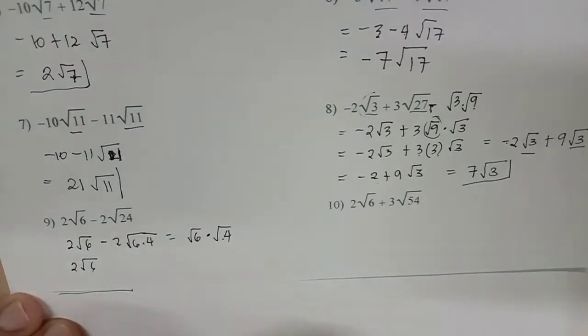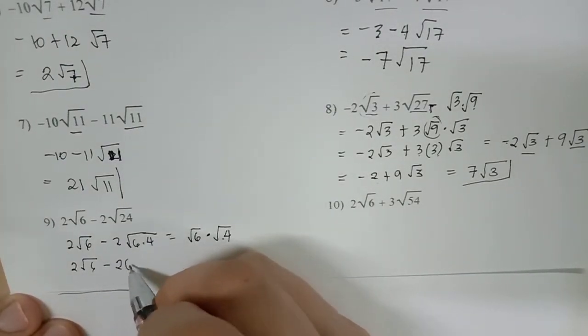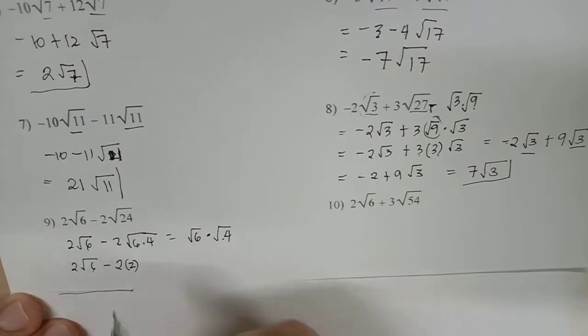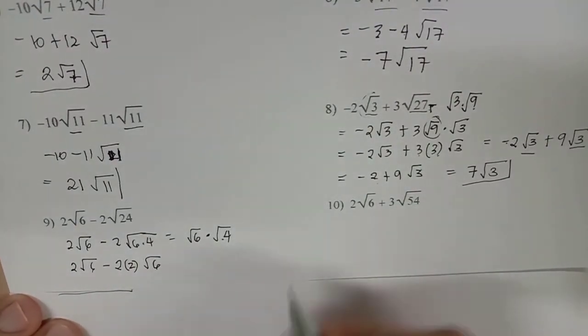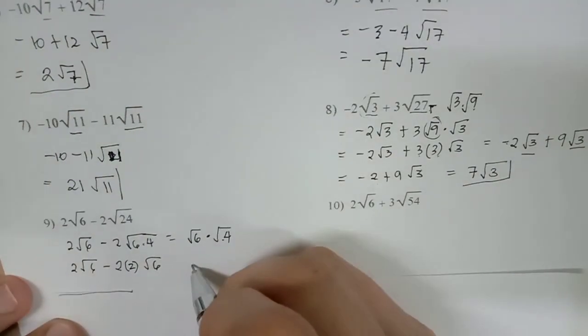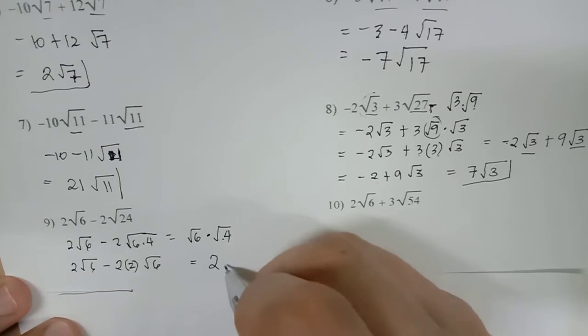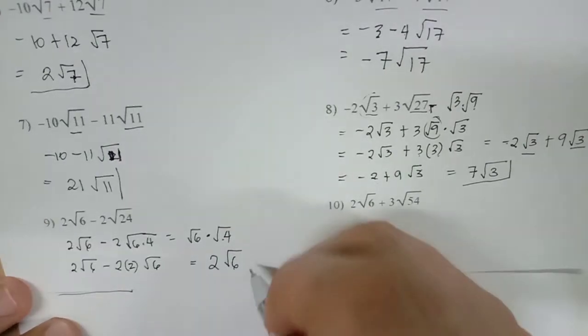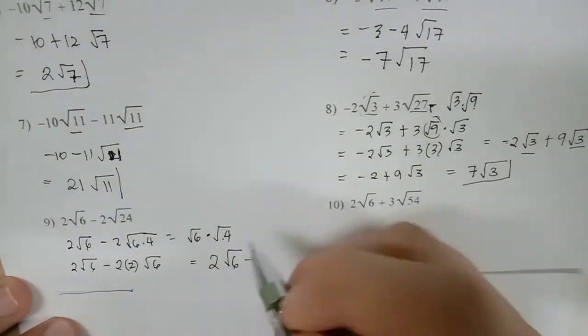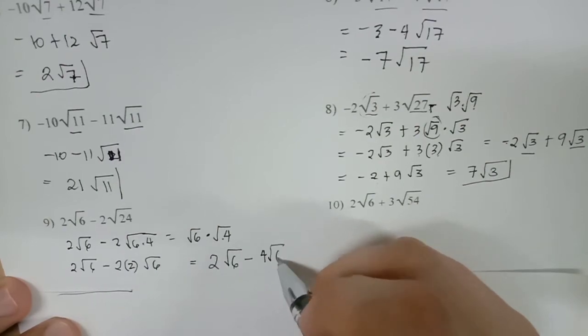So, square root of 4 is 2. So, 2, labas lang natin ng 2. Ayun po yun. Tapos, square root of 6. Okay? Next will be, parang paliit na ng paliit ang sulat ko, miss. 2 square root of 6 minus 2 times 2, that is 4, and square root of 6.